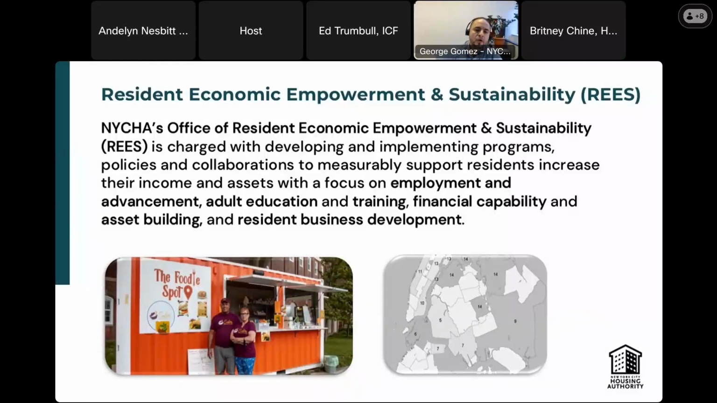So our office, NYCHA REASE, which Andelin did break down, stands for Resident Economic Empowerment Sustainability, is ultimately charged with developing and implementing programs and policies and collaborations which support our residents increase their income and assets. And we do this with a focus on 4 key areas. And those are employment and advancement, adult education and training, financial capability and asset building, and resident business development. One of the things I want to note here is that these 4 key areas is not something that NYCHA developed randomly, but were actually shaped and informed by resident feedback through surveys. Next slide, please.